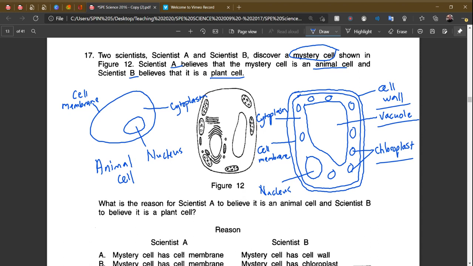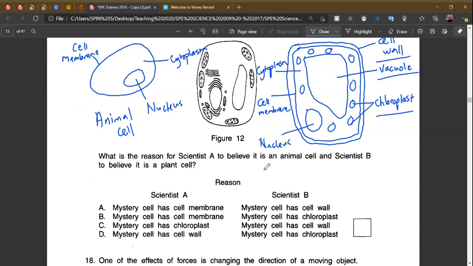Okay, now let's have a look why the scientist A and scientist B are debating. If you look at the diagram there, it only has one layer, which means this must be the cell membrane. And all cells must have cell membrane. And you can see this one here, it should be a nucleus. And this one could be a vacuole. And this one is chloroplast, a lot of chloroplast there.